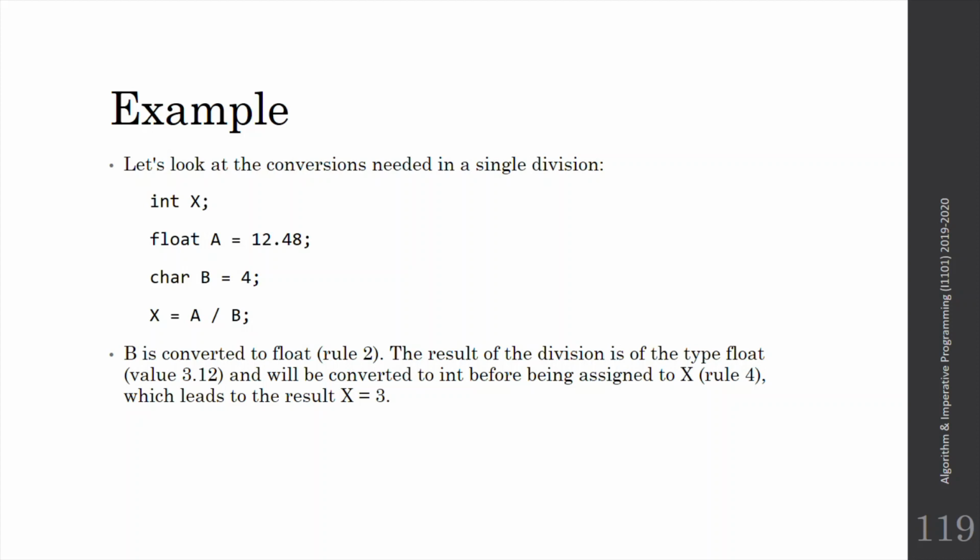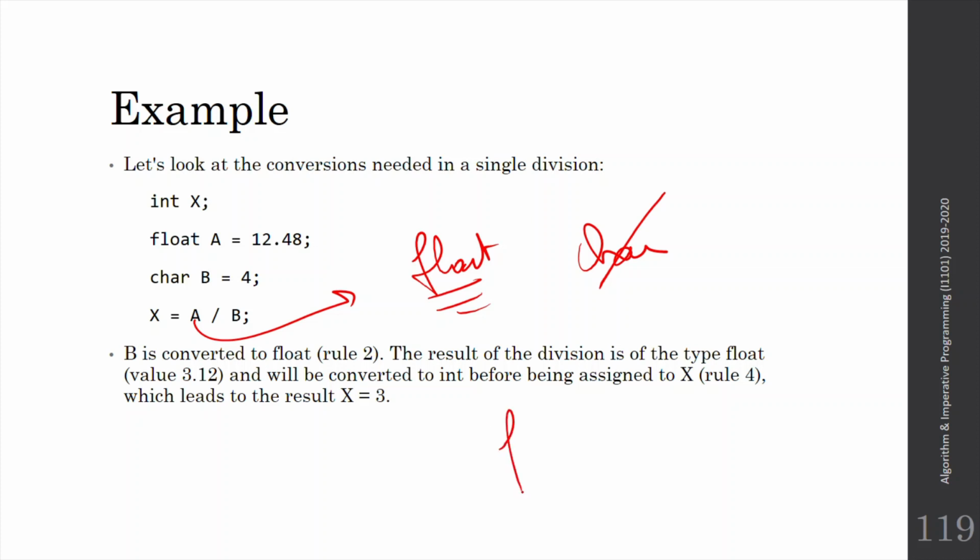We have here 3 variables: int x, float a, and char b. We have the operation x = a / b. Again, we have a division and an assignment. First we do the division, and then we assign the value of a over b. So a over b, a is float and b is char. The more powerful one is float, so we will convert b from char to float. So at the end we will have float over float.